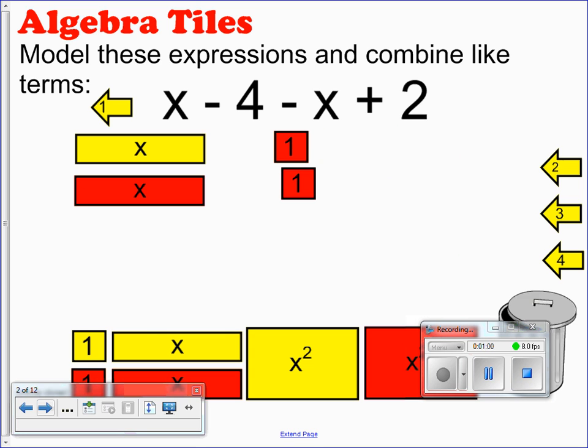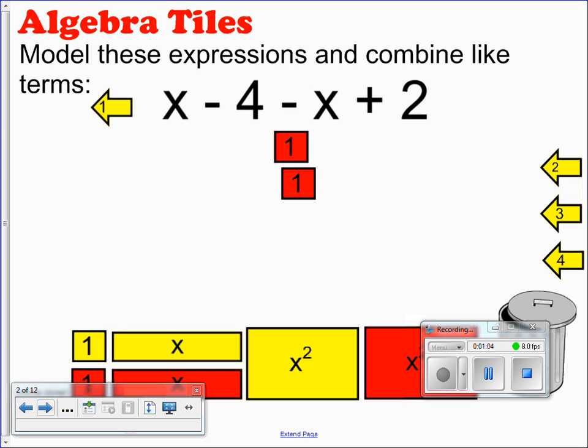We'll throw those two away. And we'll throw these two away. And that leaves us with negative 2. So that's the solution. That is the simplified expression for x minus 4 minus x plus 2.